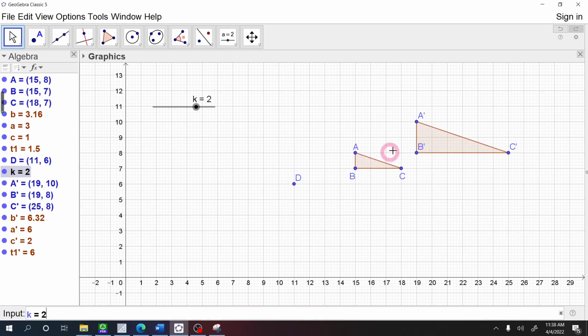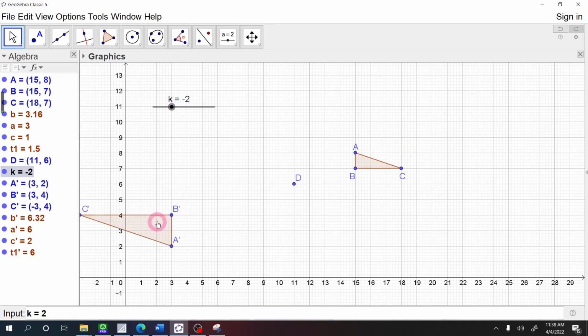This is the object, this is the image under an enlargement with the scale factor 2. So how do we get the scale factor? Remember, when you want to calculate the scale factor, first thing, observe the position of the center of enlargement. If the center of enlargement is on one side and the image and object are on another side, in this situation, the scale factor will be positive.